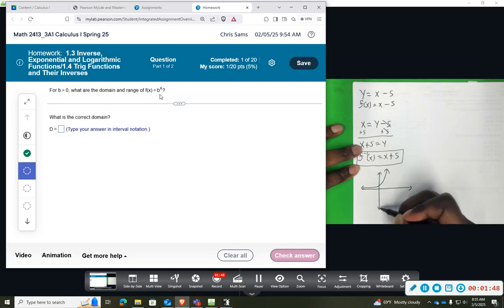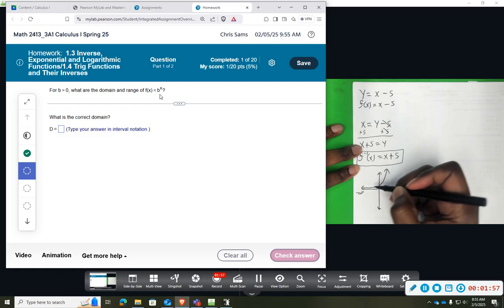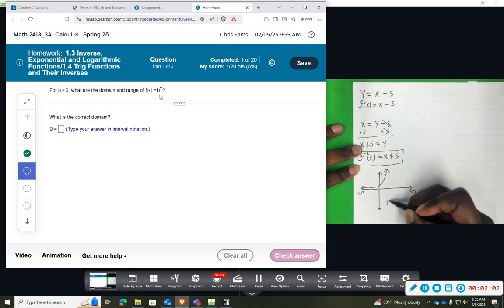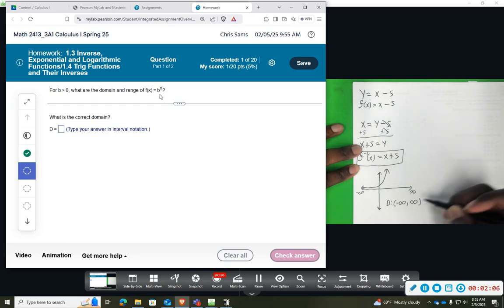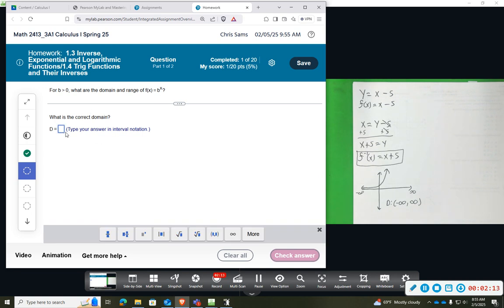Okay, so from this image you can see that this graph goes all the way to the left, so all the way to negative infinity, and it will go all the way to the right. So it's shooting up faster than it's going over, but that arrow indicates it's going to keep going. So our domain is negative infinity to positive infinity. And this is also one of the properties that you will have in the graphics in the course. So our domain in interval notation is negative infinity to positive infinity.